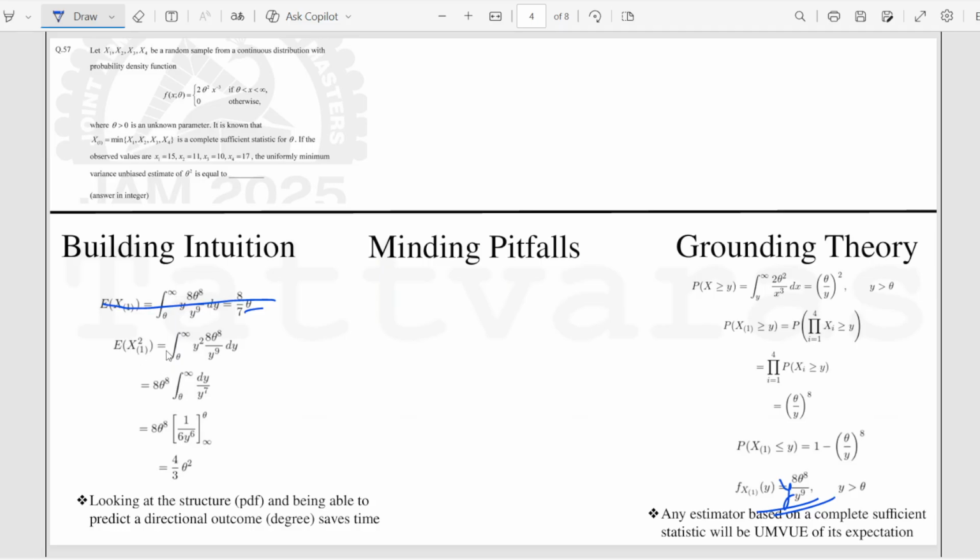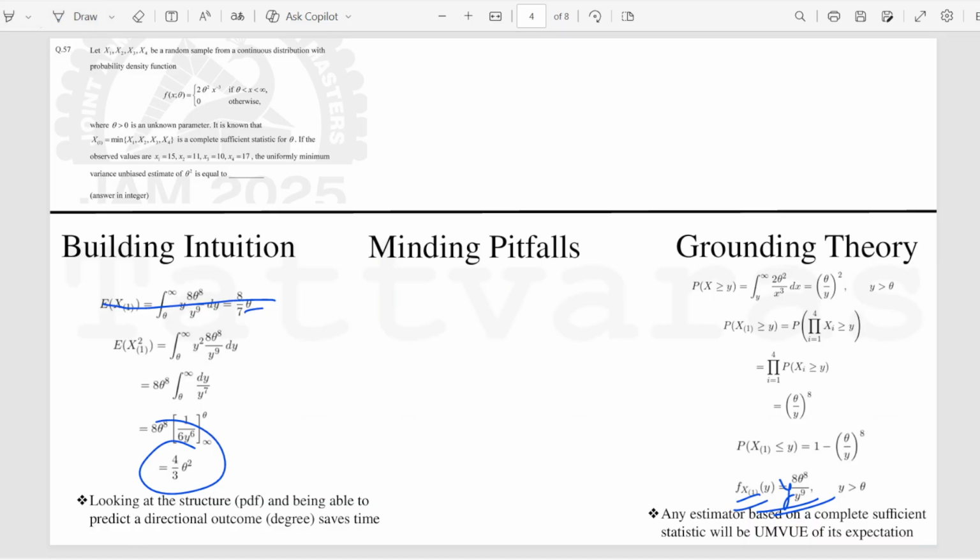And you get an idea that it is the square of this variable that will give me something in the ballpark of theta square. So looking at the PDF, we should try to get a sense of what's coming next.